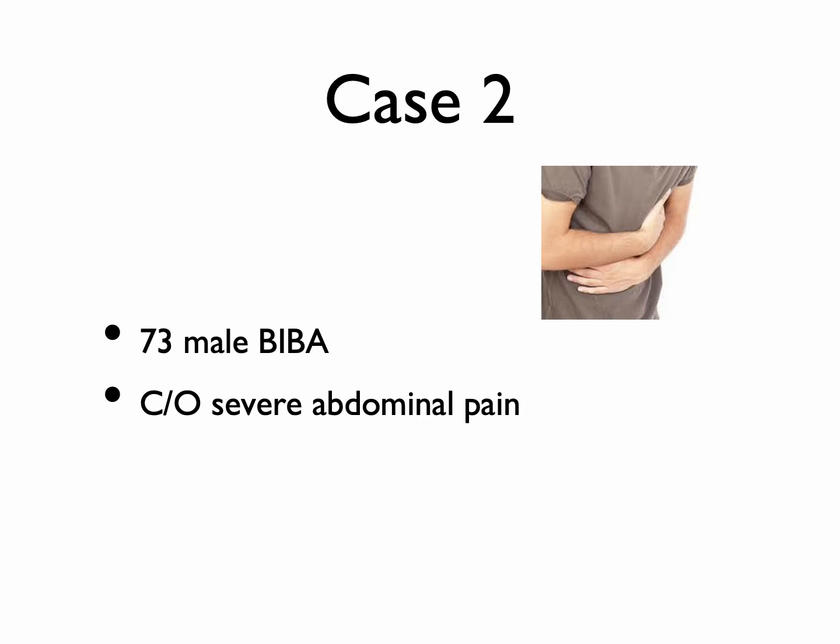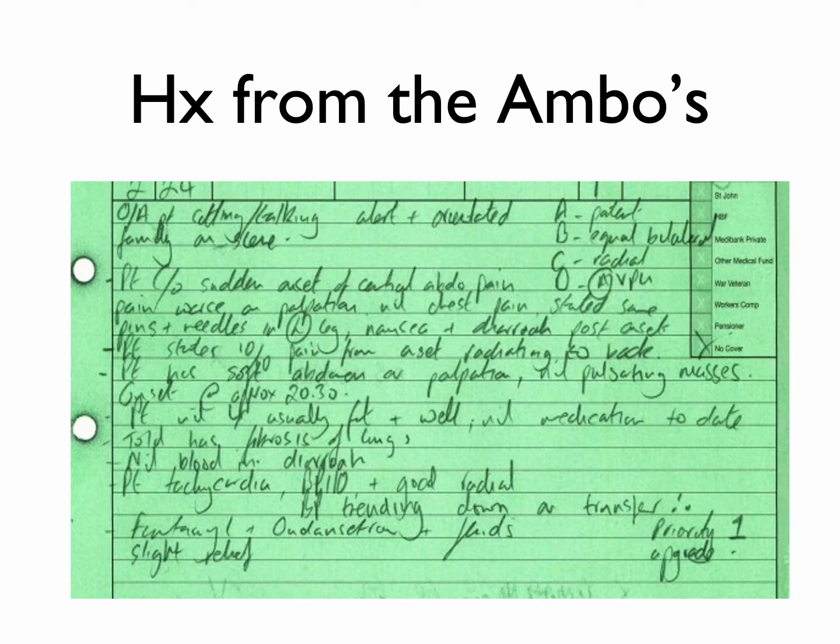So case number 2 is a 73-year-old male that presents complaining of severe abdominal pain. This is the history that we get from the ambulance sheet. So you can see there that on arrival, when the ambulance got there, he's sitting and talking. He's alert and orientated, and he has some family there on the scene. His presenting complaint is sudden onset of central abdominal pain, where on palpation, it gets worse.